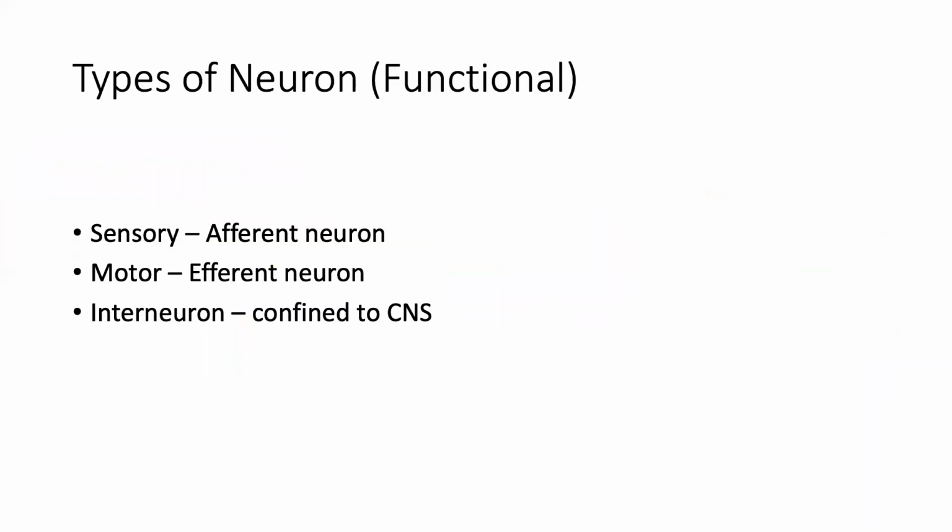So let's classify the neurons according to their function. If they are carrying the sensory impulses from the periphery to the central nervous system, they will be called afferent neuron or sensory neuron. The opposite, if they are carrying motor impulses from the central nervous system to the periphery, where the target organ would be like skeletal muscle, then they will be called efferent neuron. And there is one neuron which can exist between the afferent and efferent neuron, which is what we call interneurons.